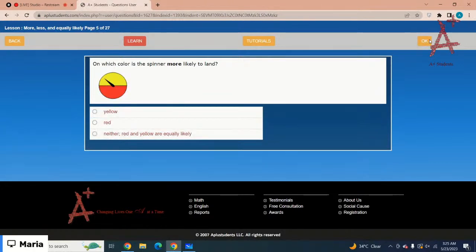Okay, the next one is on which color is the spinner more likely to land? So which is the correct option? Yellow and red or neither, because red and yellow are equally likely. They are almost equal. Got it? You can see half of it is yellow and half of the portion is red. So that means the spinner is neither more likely to land. It will land on yellow or red equally. Got it?